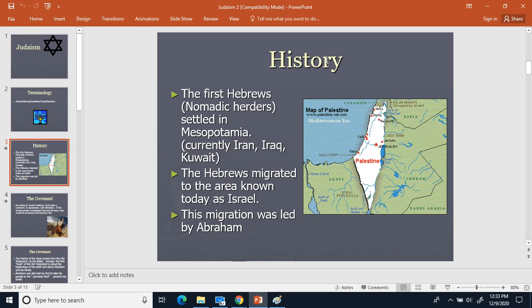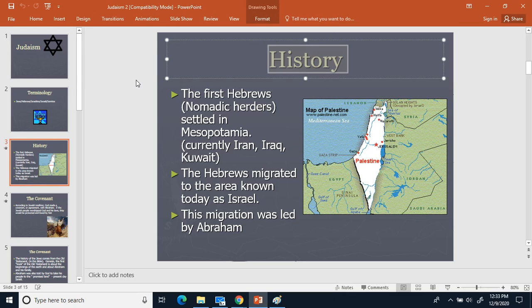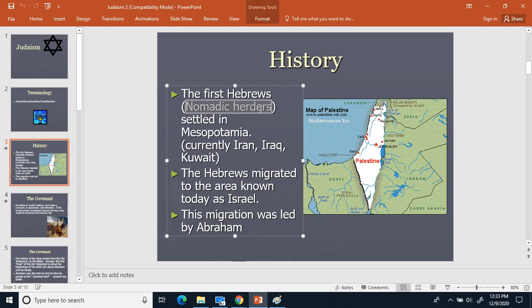All right, new bullet. History. So bullet, history. Way back in the biblical age, you have these nomadic herders, which were the Jewish people. Go ahead and make a one and write down nomadic herders. So one, nomadic herders. So you had these Jewish people.